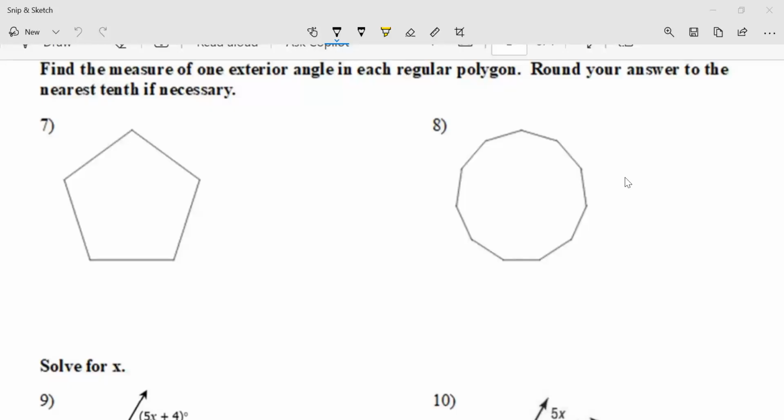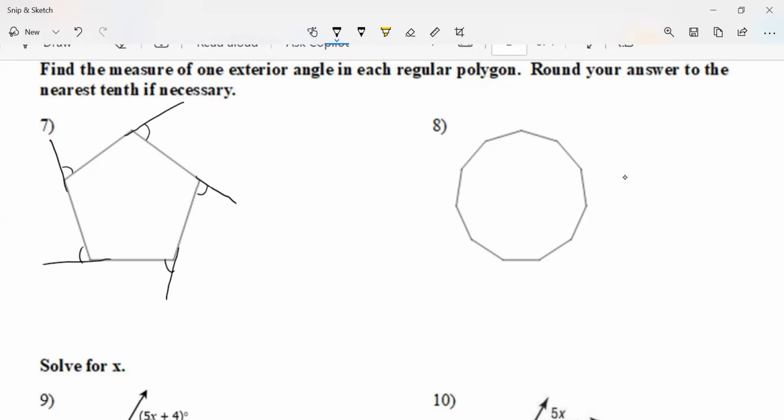We're going to find the measure of one exterior angle on each regular polygon, and we're going to round the answer to the nearest tenth if necessary. Yesterday we talked about the interior angles, the angles on the inside. Now exterior, I'm talking about the angles on the outside. What I mean is if I extend each of my sides, I'm talking about these angles. That's what I mean by exterior angles.